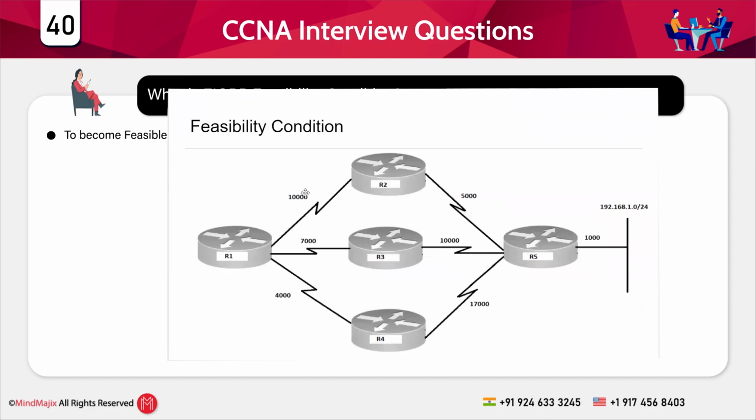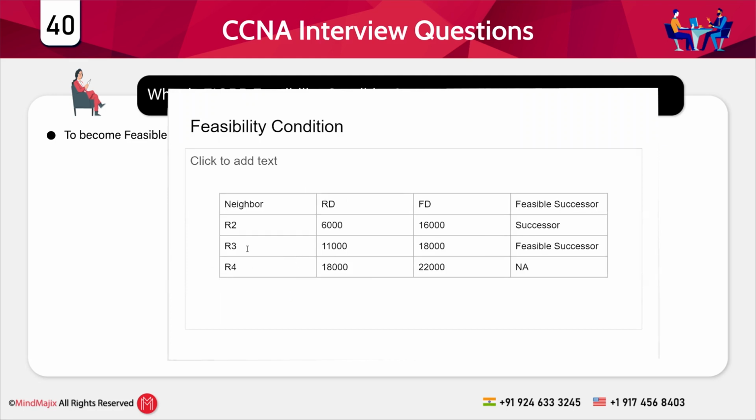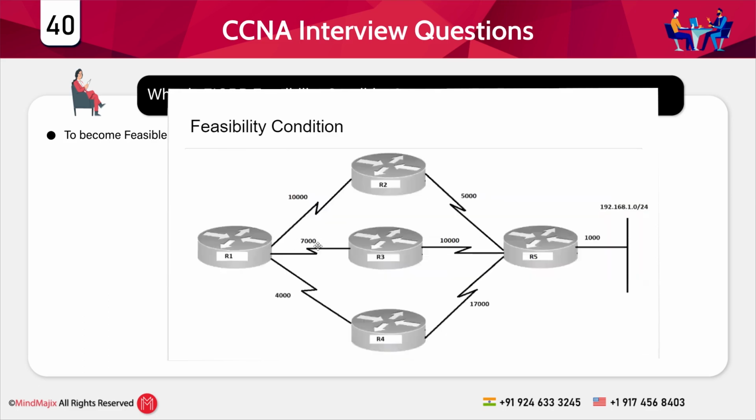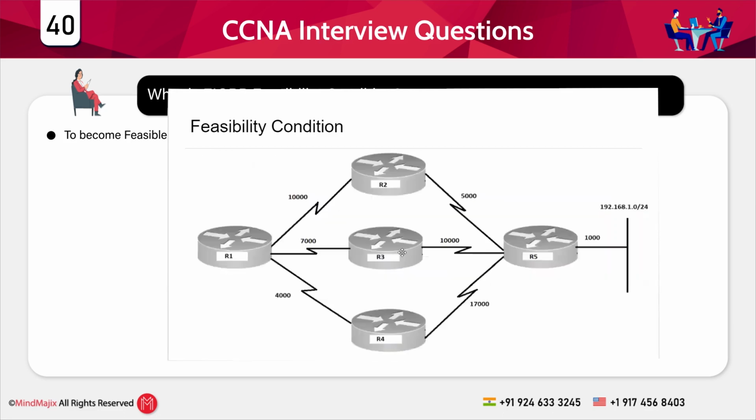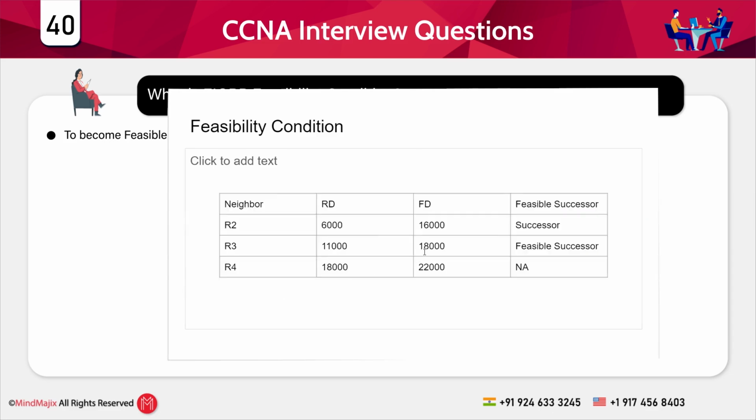Why is it 16,000? The feasible distance is the distance to reach R2 plus the reported distance. So 10,000 plus 6,000 is 16,000. That is the successor, right? That's the best path. And for R3, we have 7,000 plus 11,000, that is 18,000. That is a feasible successor, we can say here.